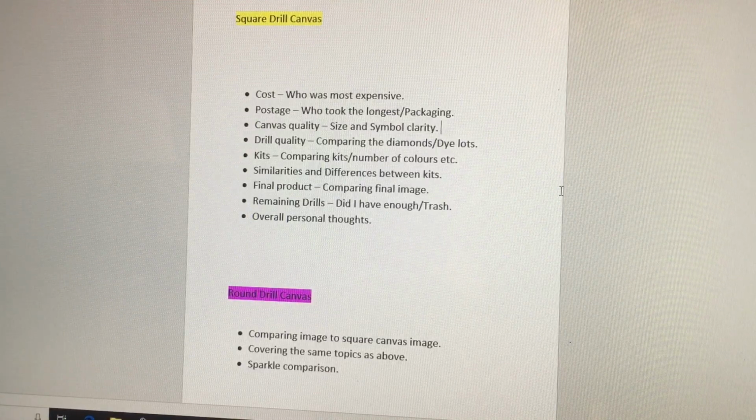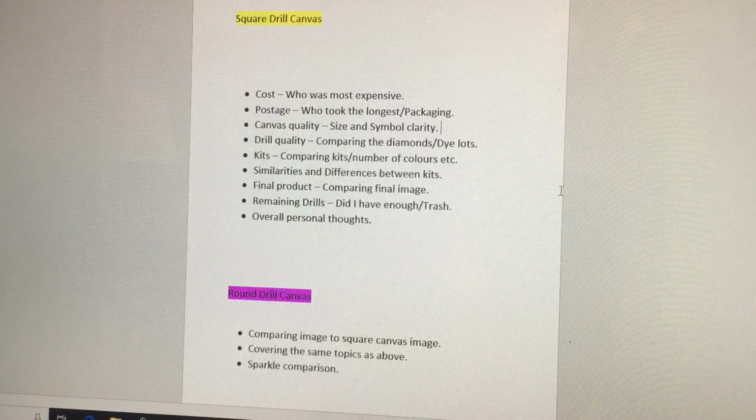Drill quality. So comparing the diamonds. And this will be kind of interesting. It'll be interesting to see dye lots. I mean, it's the exact same picture using square diamonds. Will there be differences in the DMC numbers that they'll use, or will they all be exactly the same? They could all be exactly the same. It could be really boring and they might all be exactly the same, but that's interesting in itself because you kind of wonder, well, why am I paying so much money for one that's exactly the same if I can get it for $7?